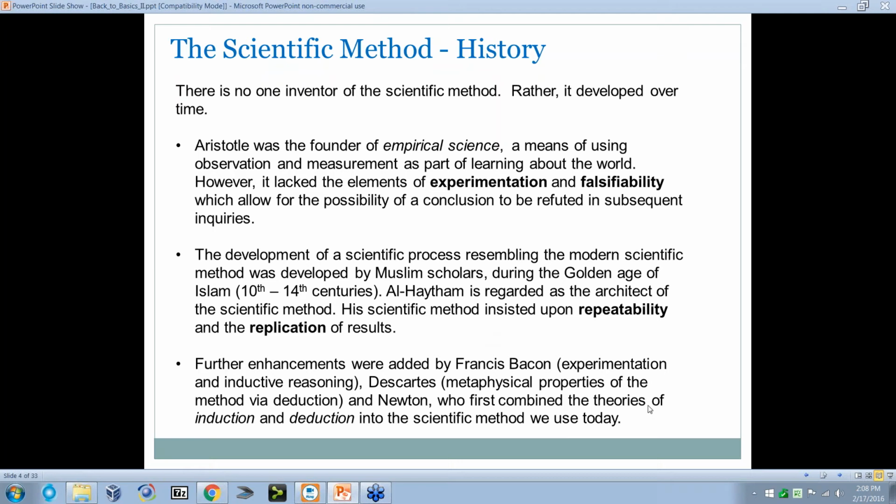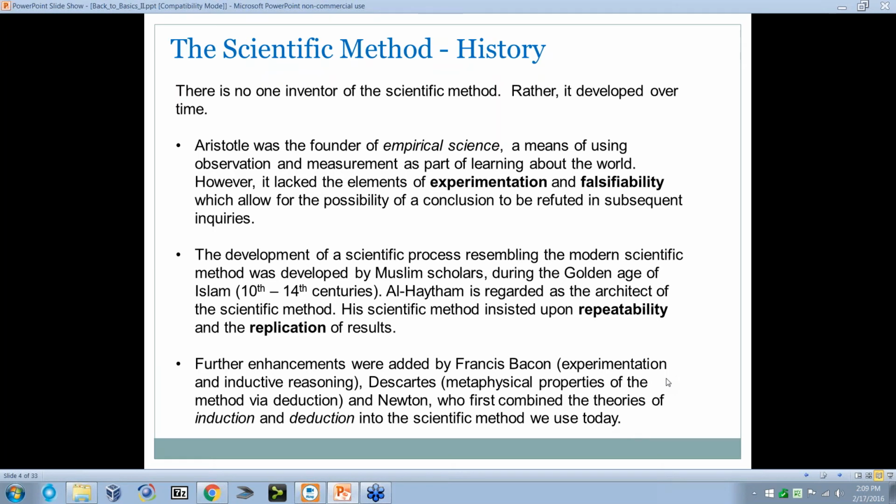Further enhancements were added by Francis Bacon, and he talked more about the experimentation and inductive reasoning. Descartes, he was a metaphysical properties person that added method via deduction. He's also the person you get to thank for those Cartesian coordinate systems with the X and Y axis and all that. And then, of course, Newton's everywhere. He first combined the theories of induction and deduction into the scientific method we use today.